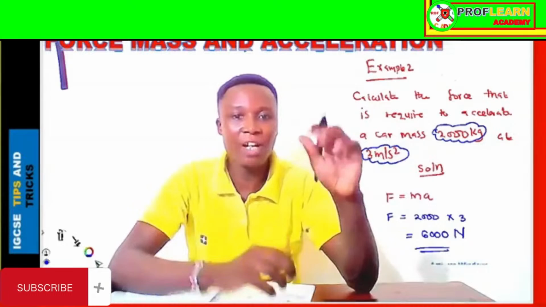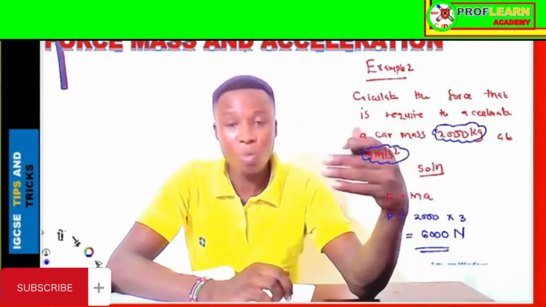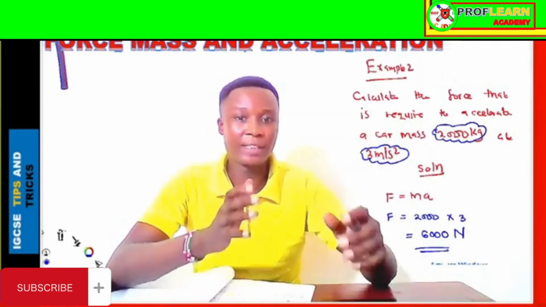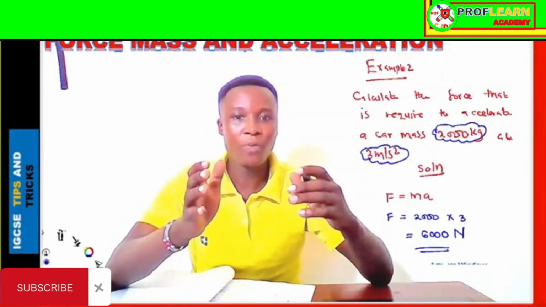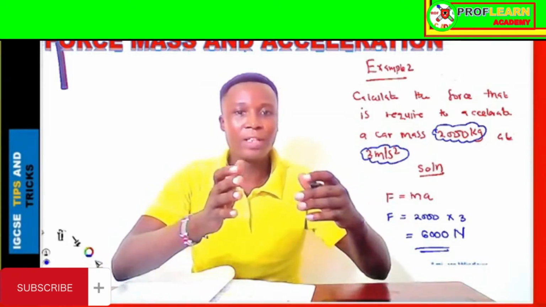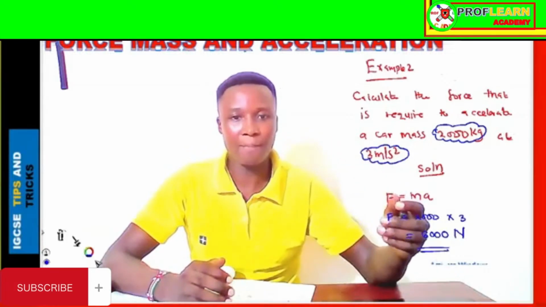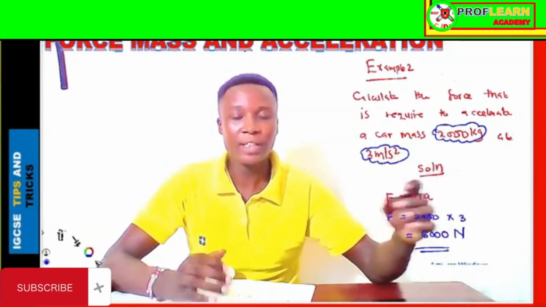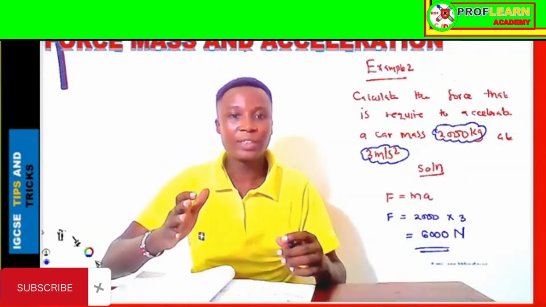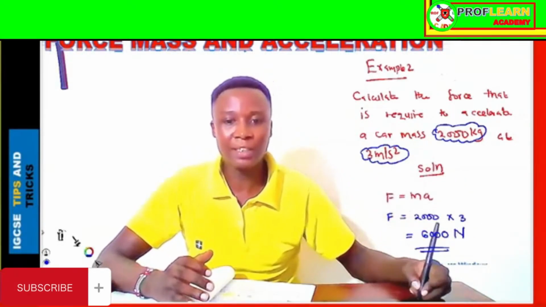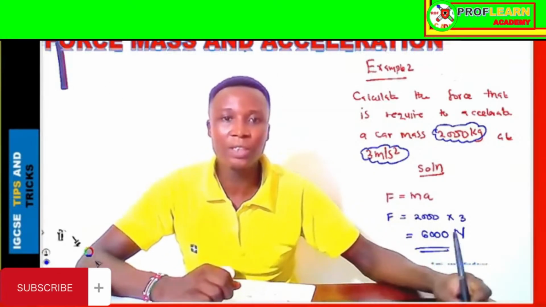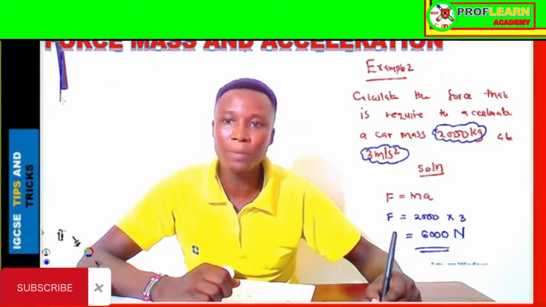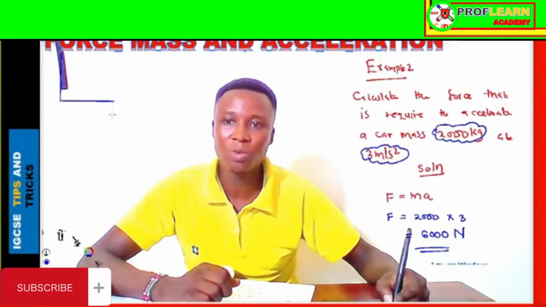Now, after understanding how to use this formula and work out calculations, you also need to know how force and acceleration relate. If you apply a larger force, acceleration is going to be higher. If you increase the force, acceleration is also going to increase. So force and acceleration are directly proportional. In physics, if you have two variables which are directly proportional, you can represent them on a graph like this one here.